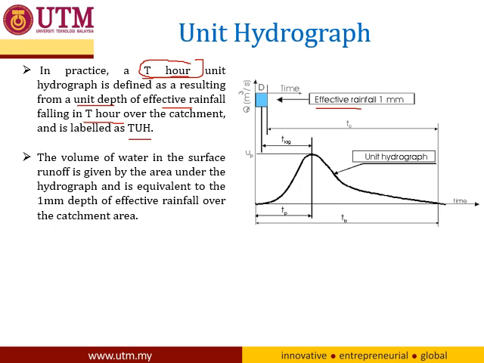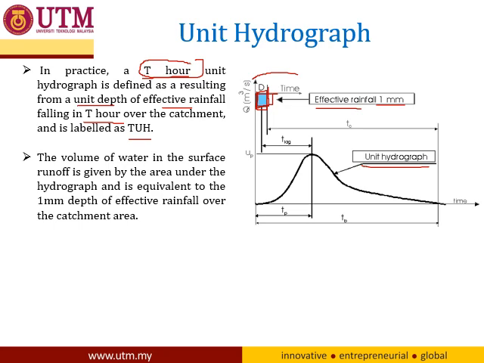So what is this figure explaining? Let's say the effective rainfall is 100 millimeter, for example. You convert it into 1 millimeter here. So a 1 millimeter effective rainfall here produces this unit hydrograph. This figure explains that.